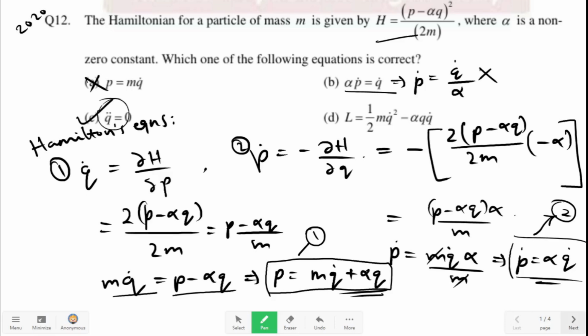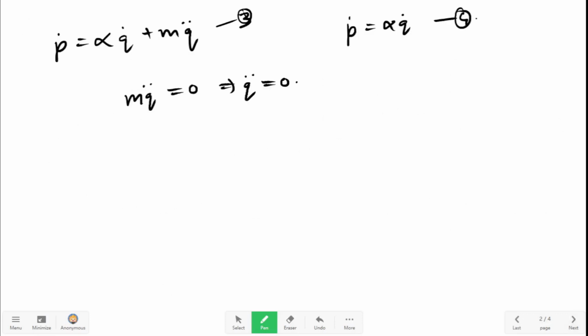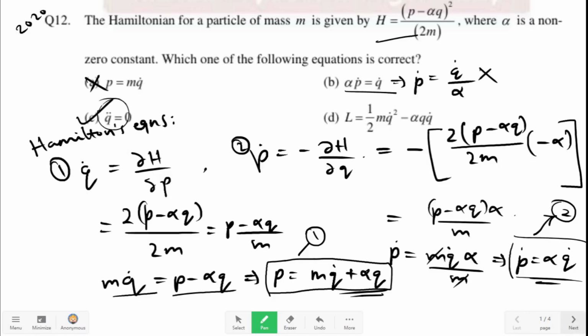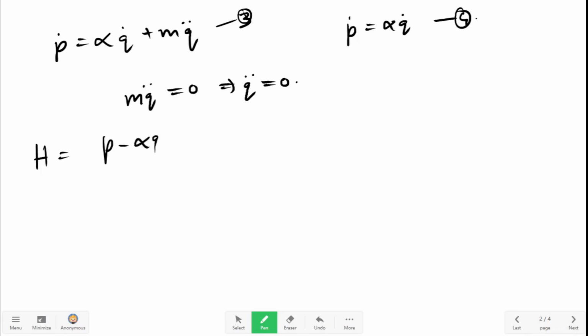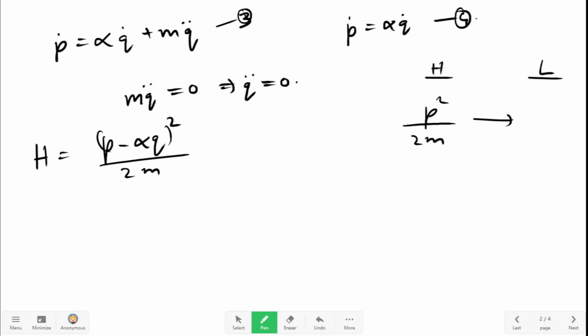To check if option D is incorrect or not, we need to know how to convert Hamiltonian to Lagrangian. So the given Hamiltonian is H is equal to (p minus alpha q) the whole square divided by 2m. Whenever we have p square by 2m in the Hamiltonian, then in the Lagrangian we will have 1 by 2 m q dot square.